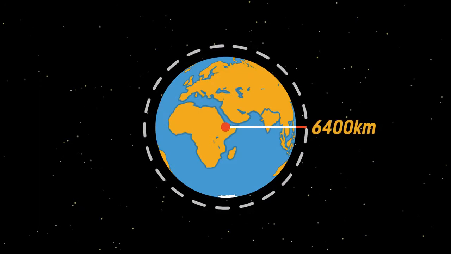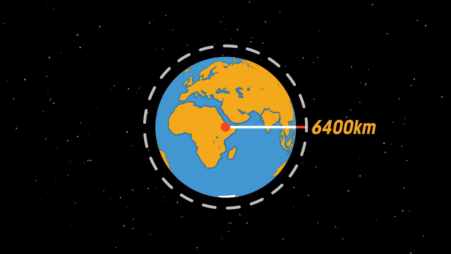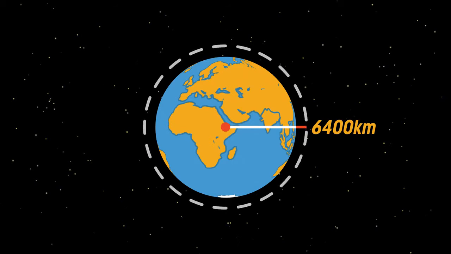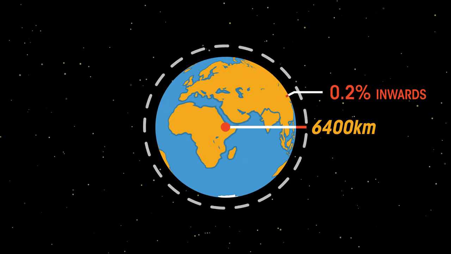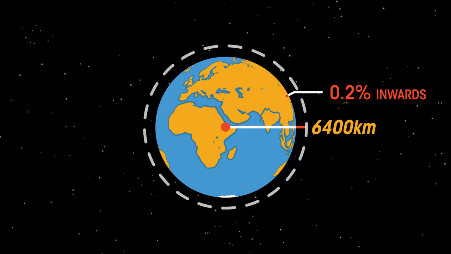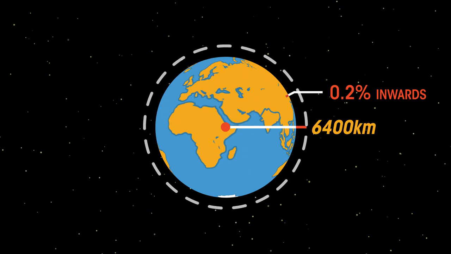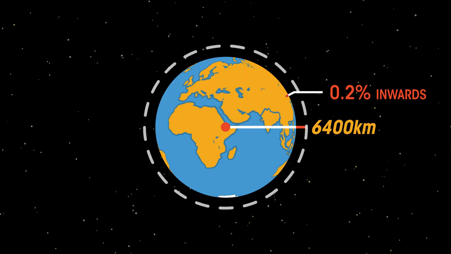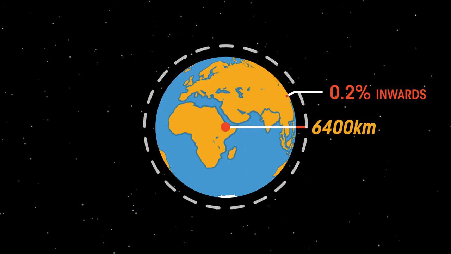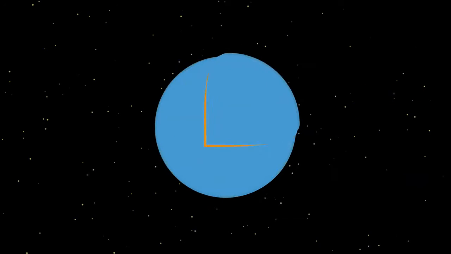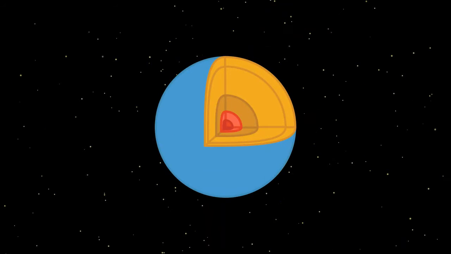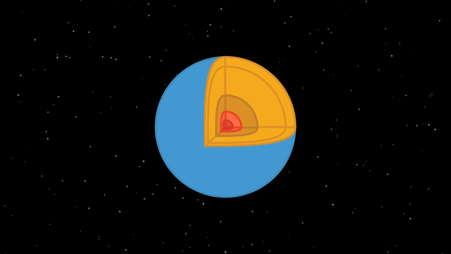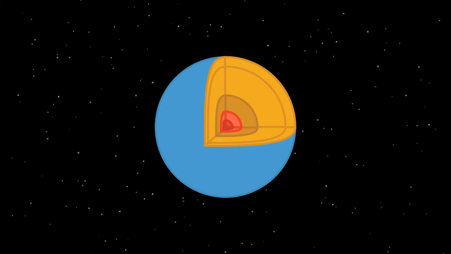The distance to the center of the Earth is about 6,400 kilometers, so the deepest hole is only about 0.2% of the way in. So how do we know so much about the structure of the Earth, since we have quite literally only scratched the surface? You may have seen cutaway diagrams of the Earth like this. So how do we know so much about somewhere we haven't yet been able to explore?